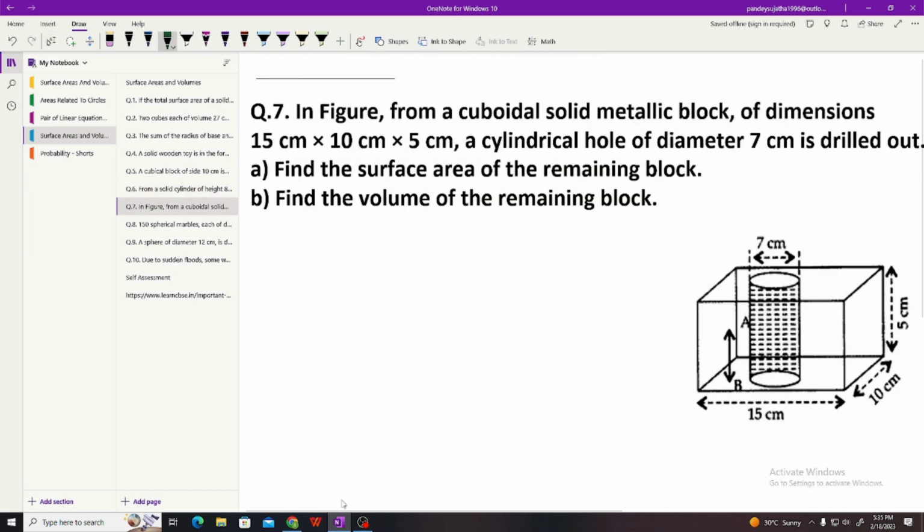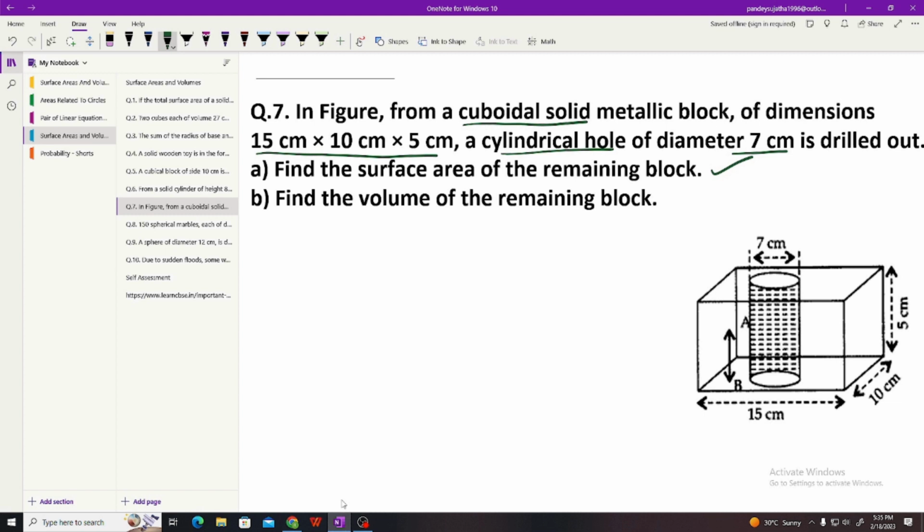In the figure, from a cuboidal solid metallic block of dimensions 15 into 10 into 5 centimeter, a cylindrical hole of diameter 7 centimeter is drilled out. Find the surface area of the remaining block.